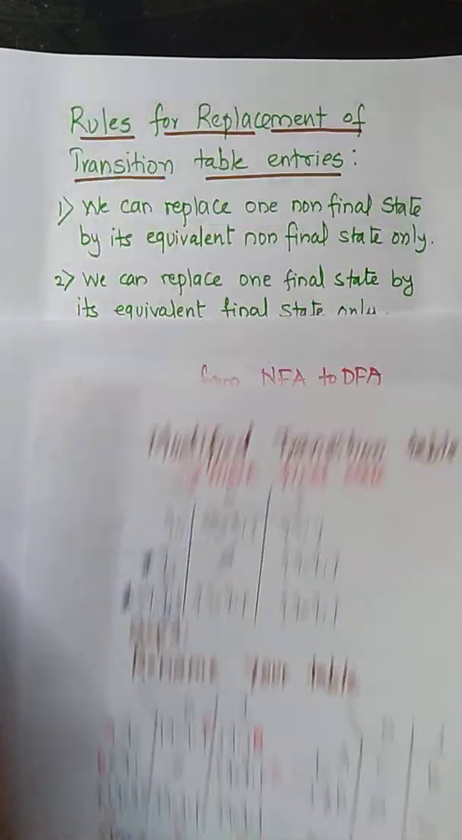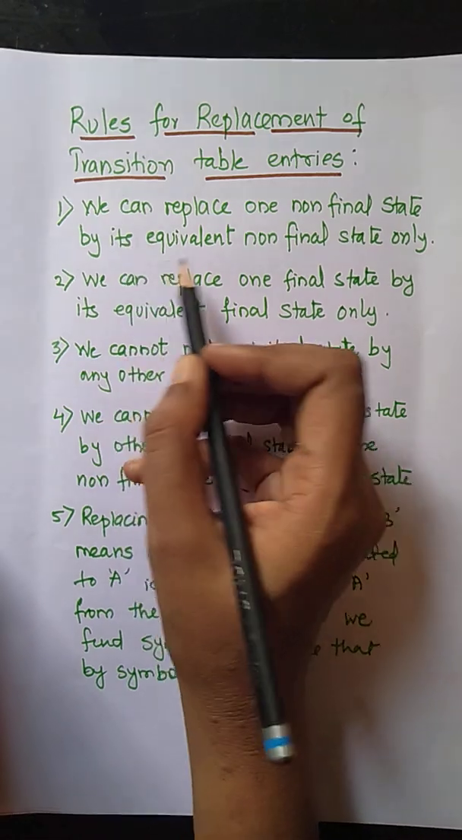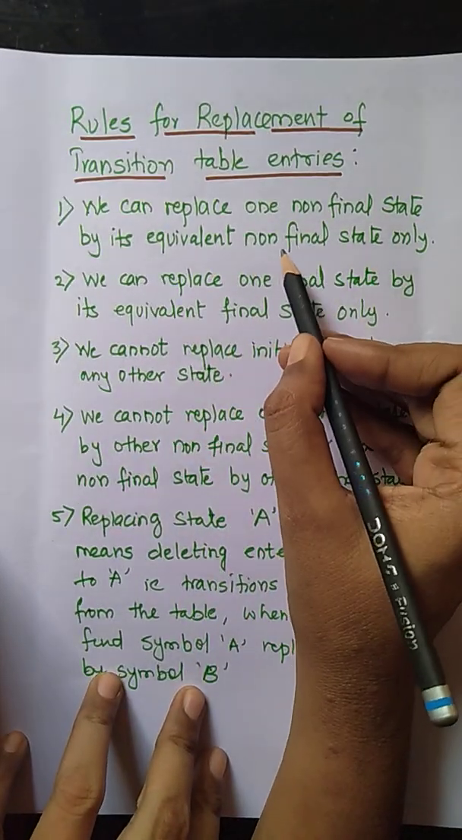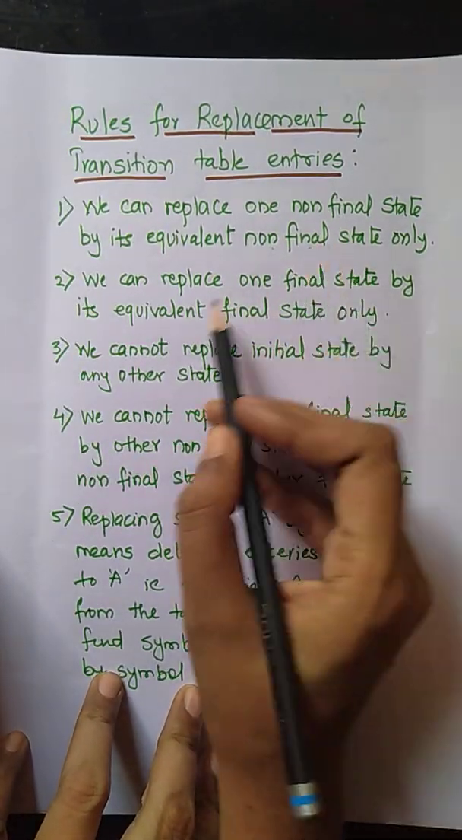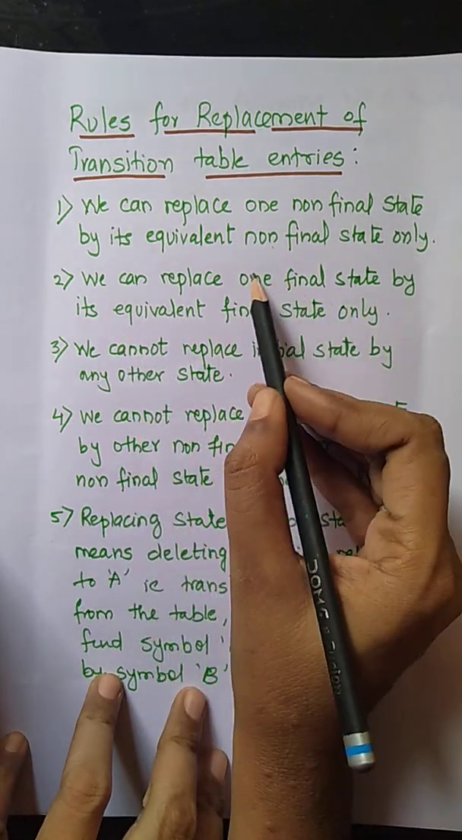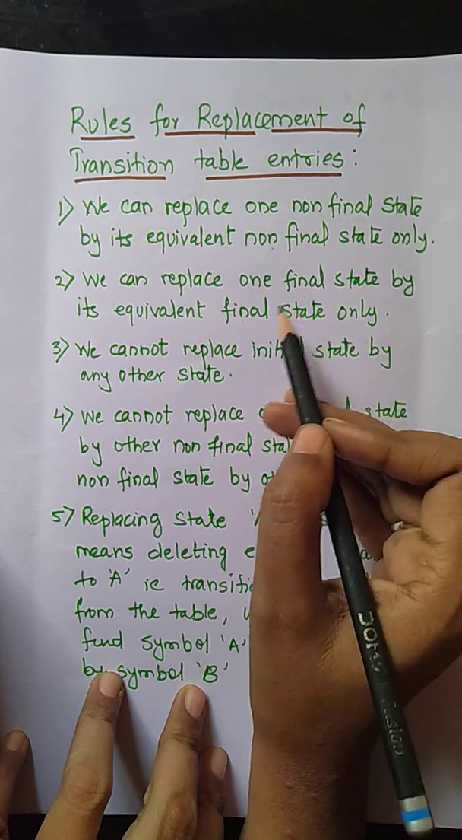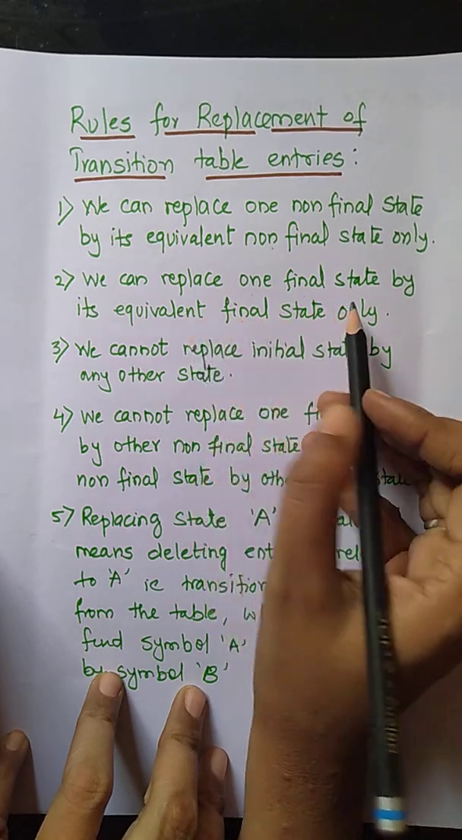So the rules for the reduction are that we can replace one non-final state by its equivalent non-final state. That is, we can replace only non-final and non-final. We can replace one final state by its equivalent final state. That is, both the states have to be the same, final and final. Like B and C both were final states in your previous example.